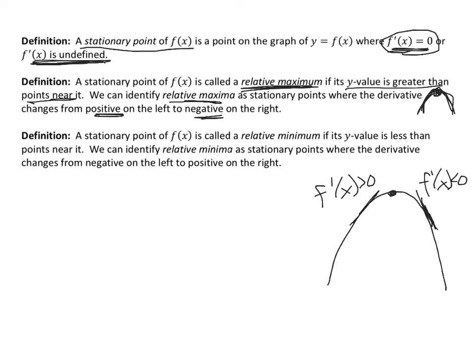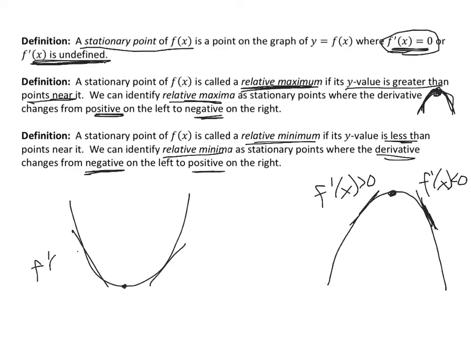The second definition here is just an analog of the previous one. A stationary point can be a relative minimum if its y value is less than the points that are near it, and we identify these relative minima as the stationary points where, if you think about any time that we have a minimum, it has to be decreasing to the left and increasing to the right. In other words, the derivative is going to need to change from being negative on the left to being positive on the right. So you can see here that this derivative over here would be less than 0, and then when we cross to the other side of the stationary point, the derivative would be greater than 0.